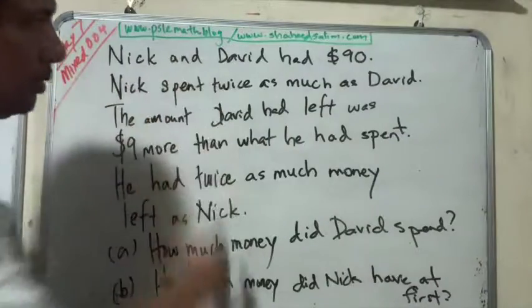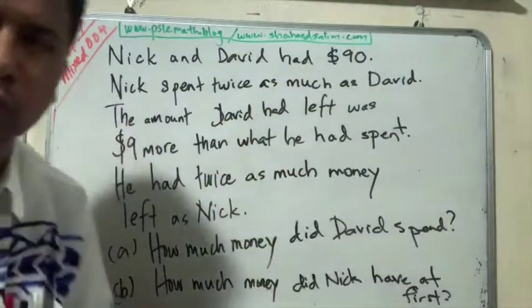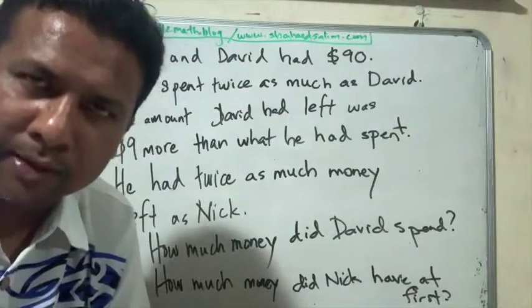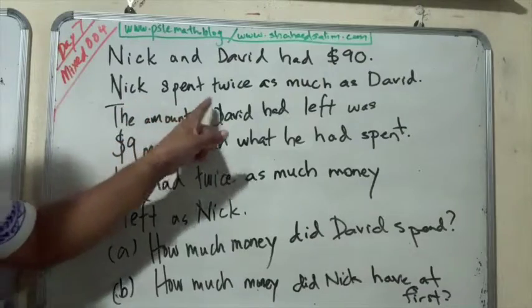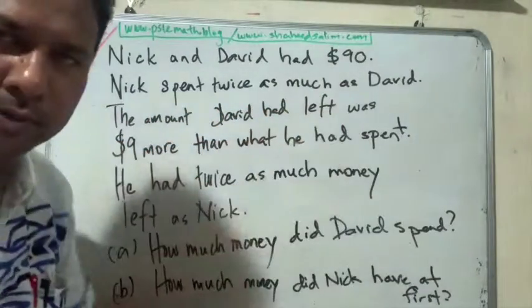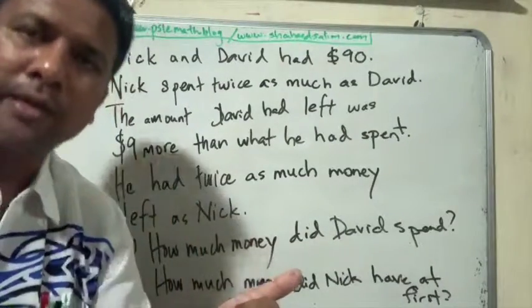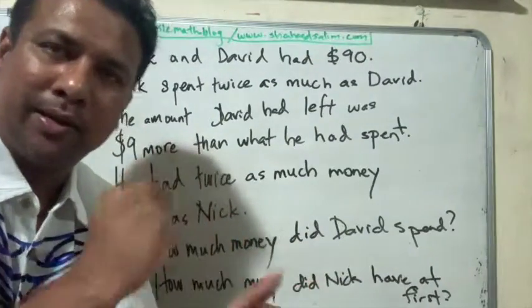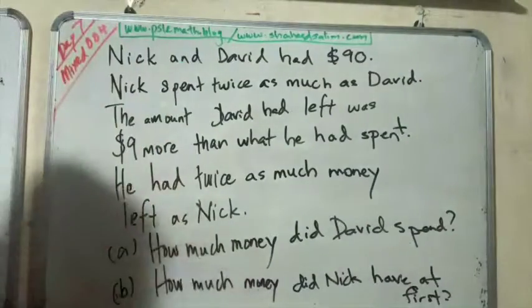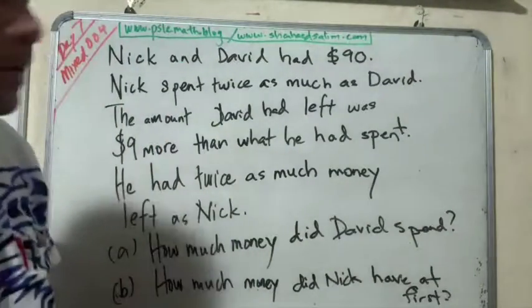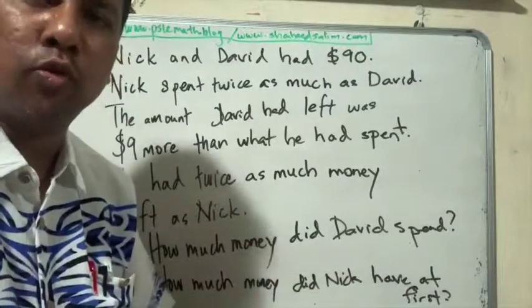Nick and David, so there's two persons, Nick and David, had $90. The total amount of money they have is $90. You cannot be more than $90. Nick spent twice as much as David. So whatever David spent, if David spent $10, Nick spent twice, $20. If I didn't say Nick spent $20, but I said if David spent $10, Nick would spend $20.